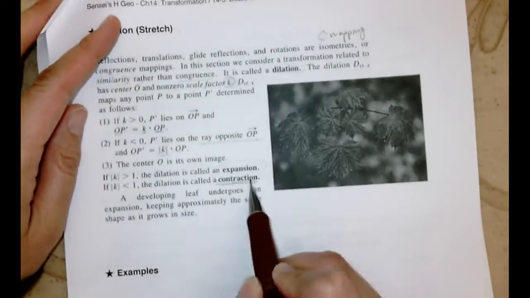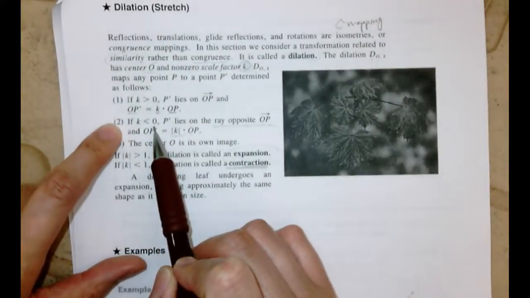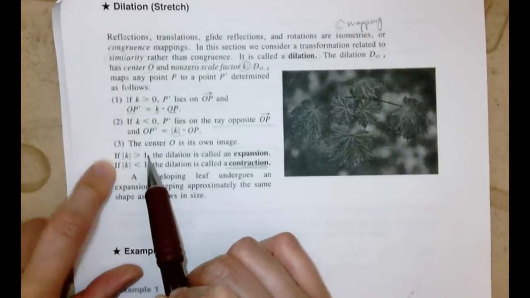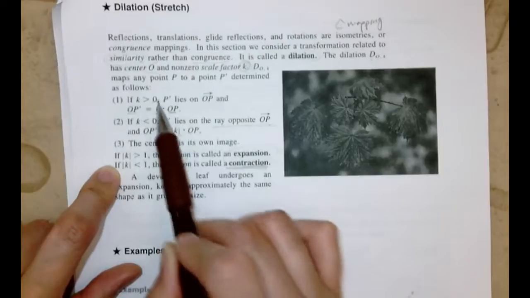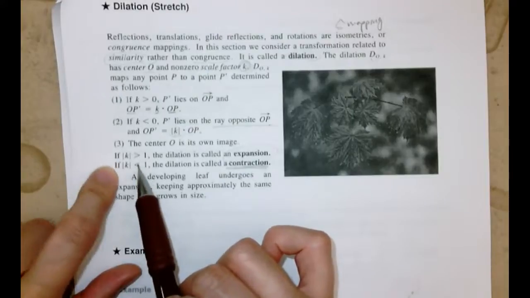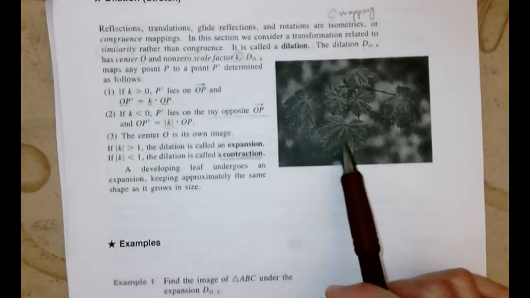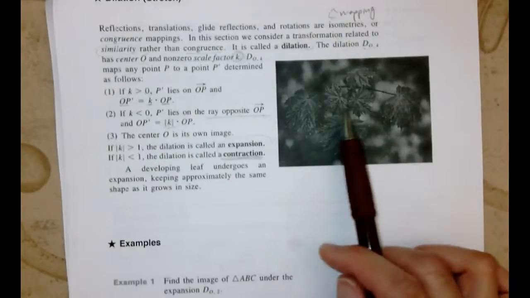Contraction. Okay, so there is a situation where k is positive, k is negative, it's going to go the other direction. But also, if k is bigger than 1, then it's going to get bigger, and if k is smaller than 1, it's going to get smaller. So the positive and negative determines the direction that it's going to go, and whether it's bigger than 1 or smaller than 1 makes it either expansion or contraction. A developing leaf undergoes an expansion, keeping approximately the same shape as it grows in size. So these leaves are kind of similarity, expansion, dilation there.